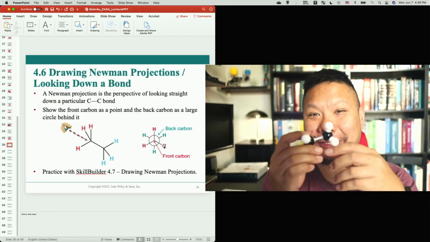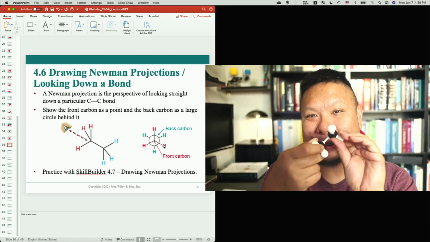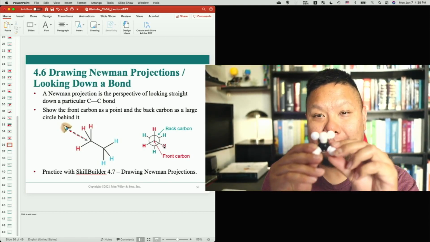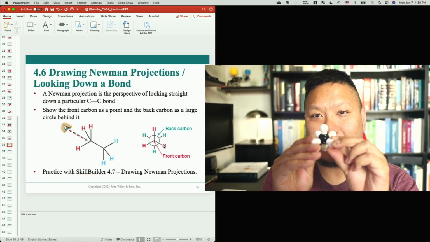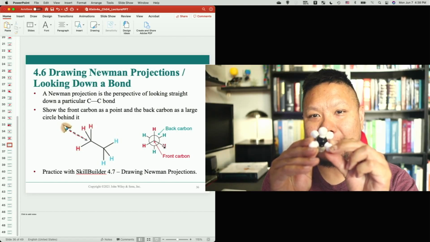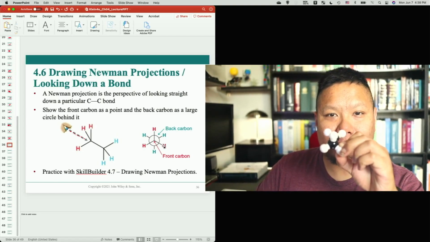That's how you know that you can rotate around the single bond, right? Like that. See? You can rotate around the single bond. But the point is, looking down the axis of that single bond, you can see that the hydrogens in the front and the hydrogens in the back are kind of staggered. And you can see them in between each other, just like you see them in here.